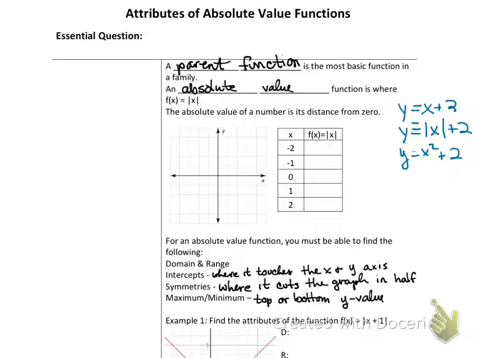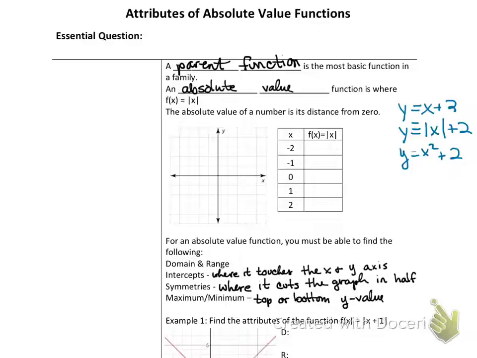Now an absolute value function is where f of x equals the absolute value of x. So those bars are called absolute values. Don't say bars, say the absolute value of x. That's how you pronounce it. And the absolute value of a number is its distance from 0. So, in other words, distance is always positive. So you're always talking about the positive version of a number, whether that's positive or negative.